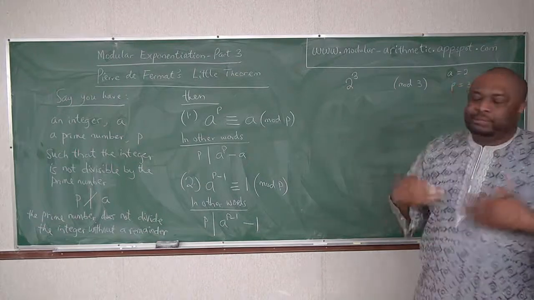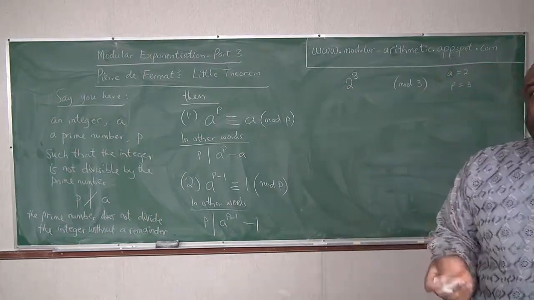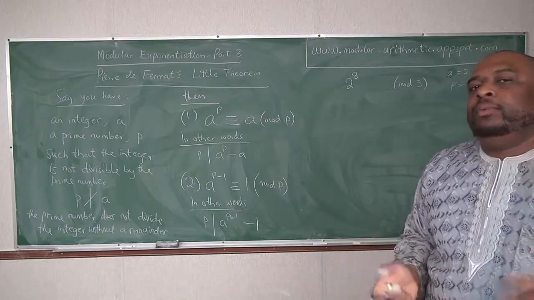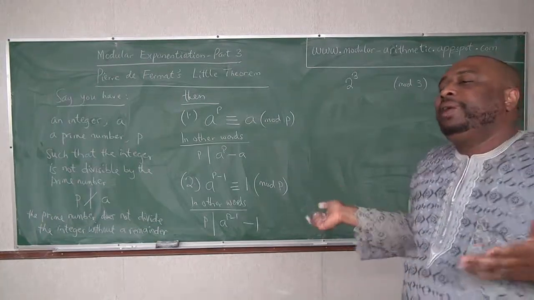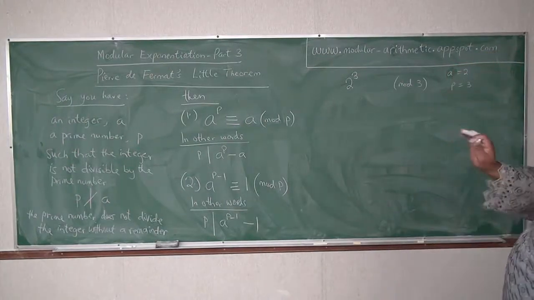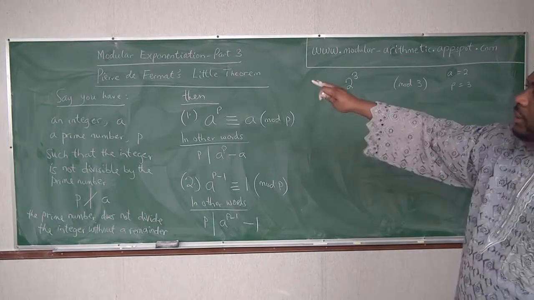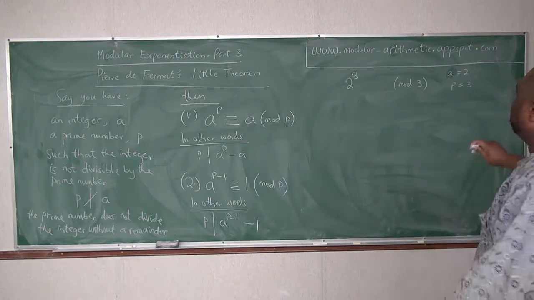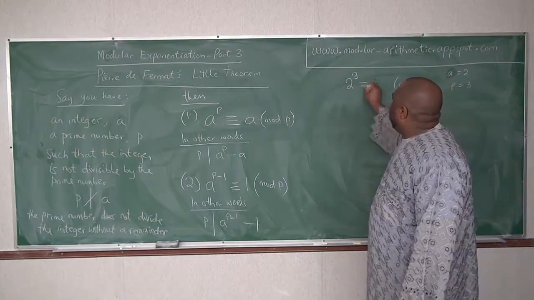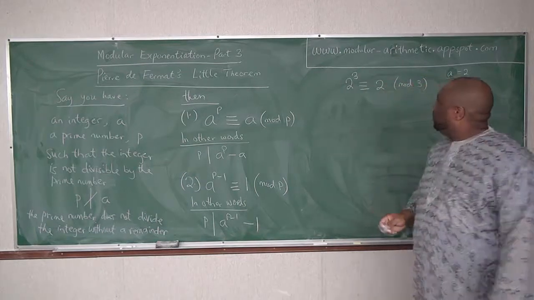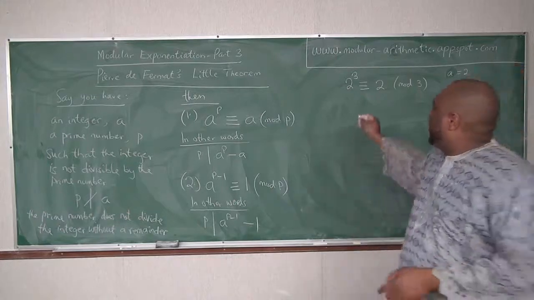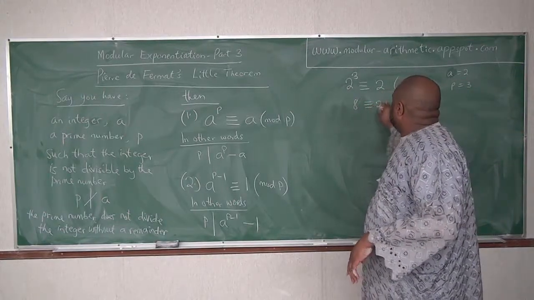So we have 3 is a prime number, 2 is an integer, and 2 is not divisible by 3 without a remainder. So 3 cannot divide 2 without a remainder. Okay? So what Fermat is saying is that 2 exponent 3 is congruent to 2 in mod 3. What does it mean? 2 exponent 3 is 8. So 8 is congruent to 2 in mod 3.